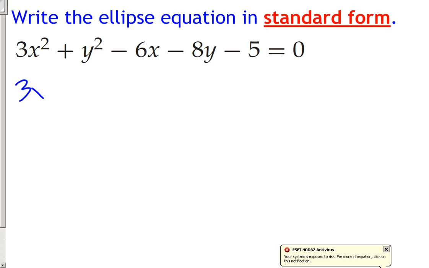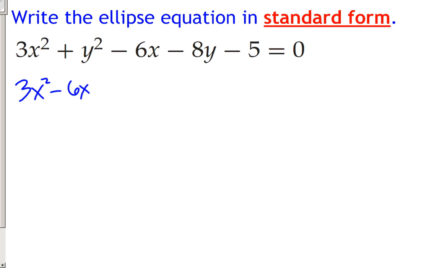So, first of all, get your x terms together. And, just like the x's, get your y's together.